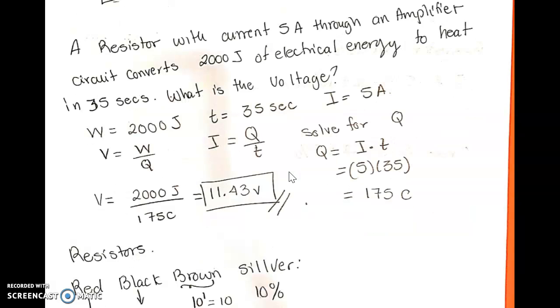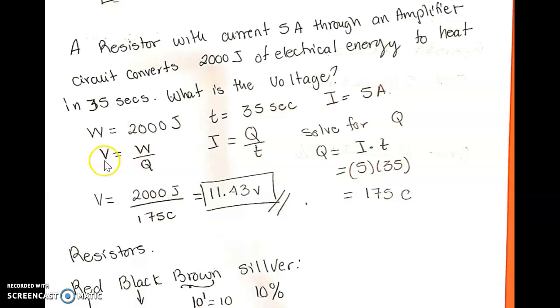This is a problem. It says a resistor with a current of 5 amps goes through an amplifier circuit that converts 2000 joules of electrical energy to heat. It can be a heater in 35 seconds. What is the voltage? So let's write down what we have given. We have work, 2000 joules. How do I know it's work? Because of the units. Time, they're telling us that it's 35 seconds. Since it's in seconds, I don't have to do any conversion. And then current is giving us 5 amps. They want to know the voltage.